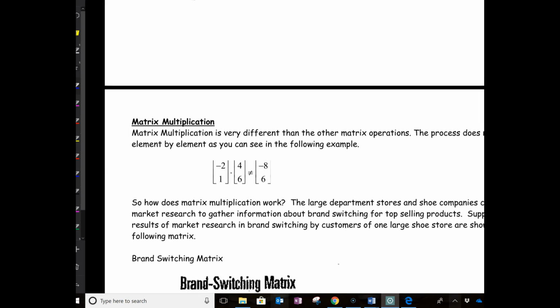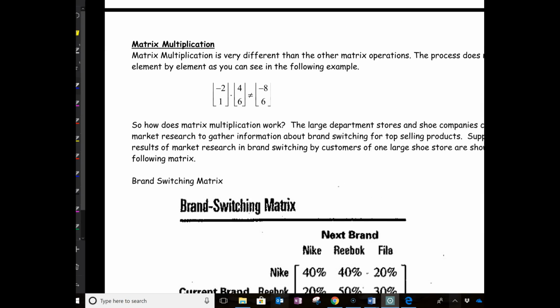So let's take a look at the next page, which is matrix multiplication. It says matrix multiplication is very different than other matrix operations. The process does not multiply element by element, as you can see in the following example. So notice, this is bad. This is a not equal. If I'm looking at the dimensions of these matrices, essentially a 2 by 1 multiplied by a 2 by 1 does not create a 2 by 1. Matrix multiplication, it's special, and we're going to see how it works just by looking at brands of shoes.